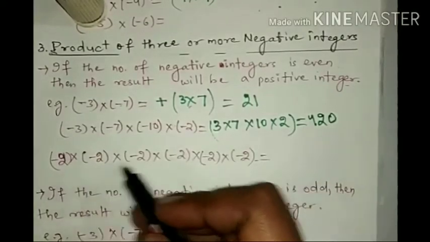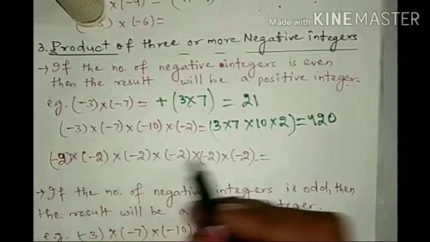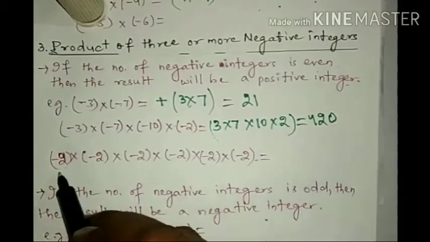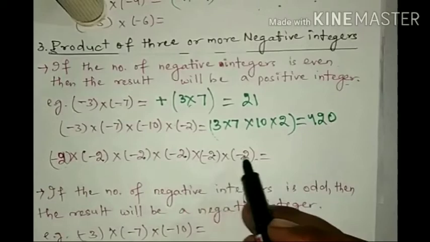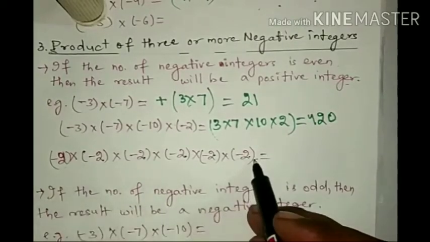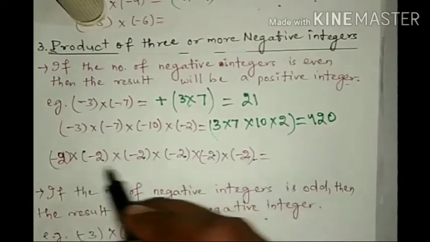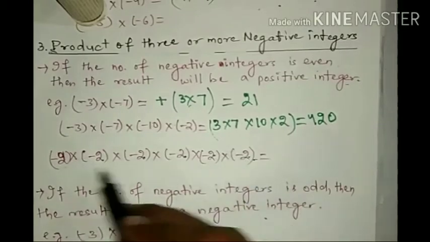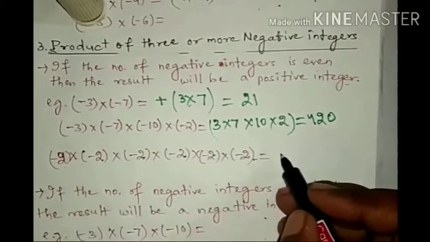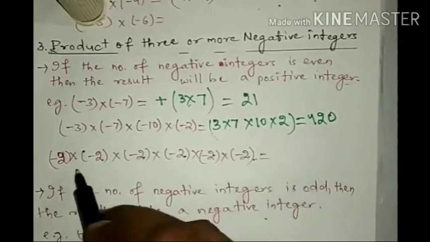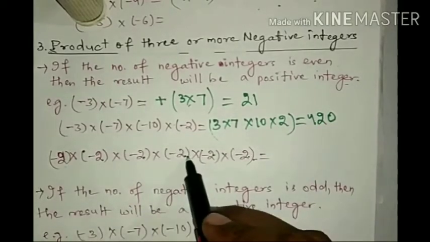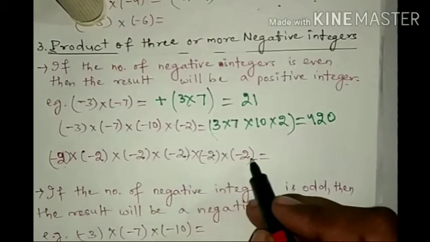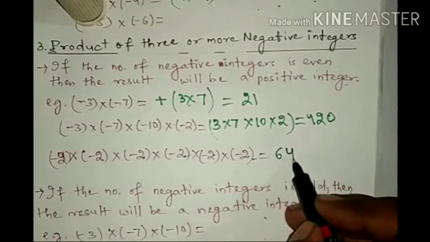Like that, you can multiply this one also. Minus 2 into minus 2 into minus 2 into minus 2 into minus 2, 6 times multiplied. What will you get? 6 times means an even number of times. So even means the sign will be positive. So multiply 2 into 2 is 4, 2 is 8, 2 is 16, 32, 2 is 64.